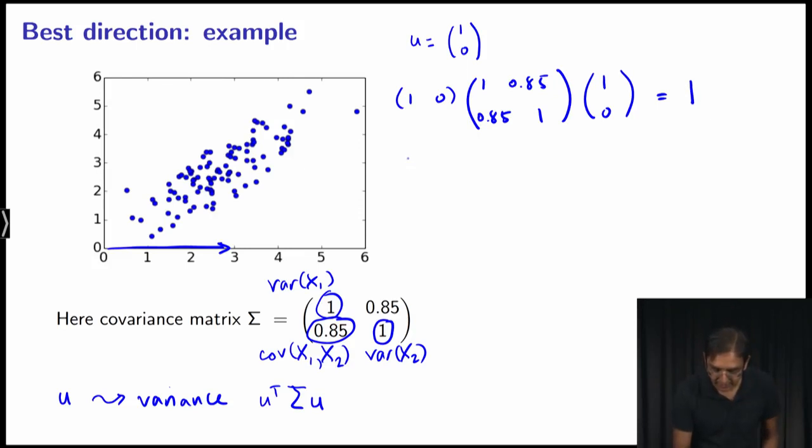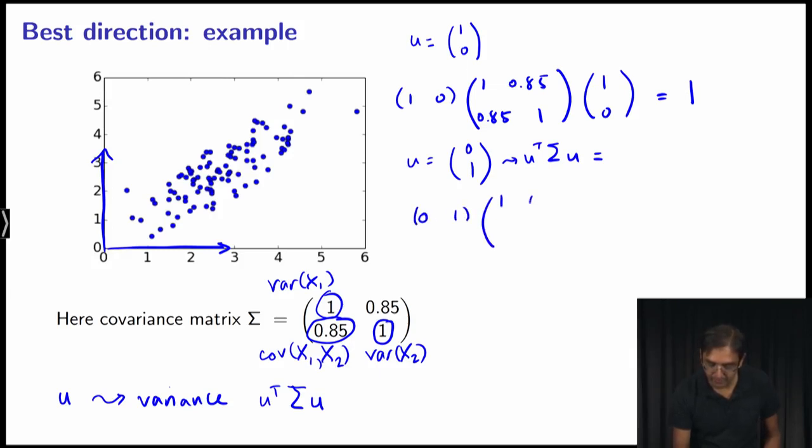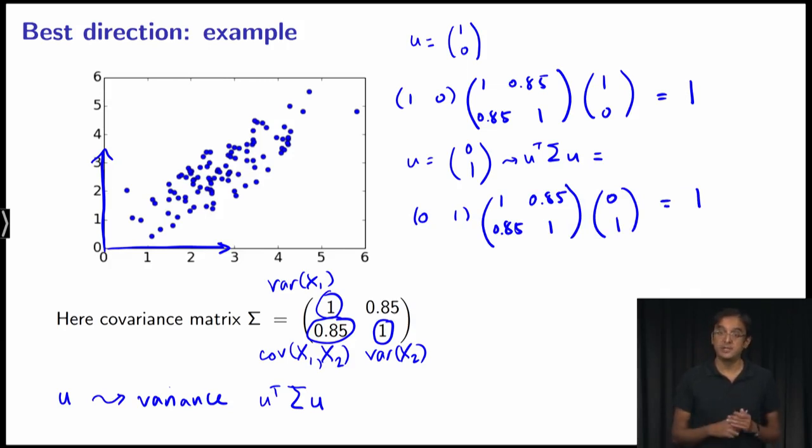Let's try another direction. Let's say we want to project onto the x2 direction. Okay, so (0, 1). This time, u transpose sigma u is (0, 1), then [1, 0.85; 0.85, 1], then (0, 1), and this is again 1. Okay, so the variance in that direction is also 1, which we also knew. Okay, so far we haven't learned anything new. Let's try another direction. Why don't we try this direction over here? The direction (1, 1). Okay.